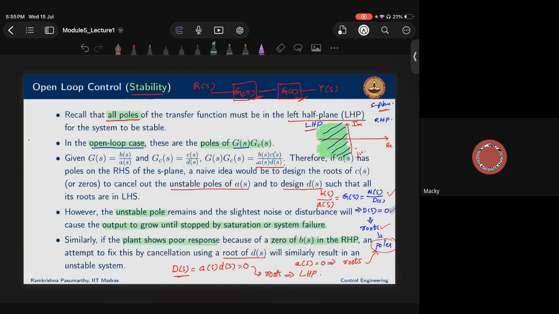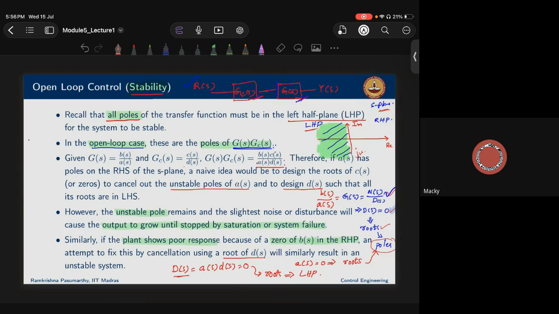Without the disturbance, we have this image, where the controller transfer function Gc of s and the plant transfer function G of s are both connected in cascade fashion. Then what is the overall transfer function? The overall transfer function is this. So now this would look like this format, correct?